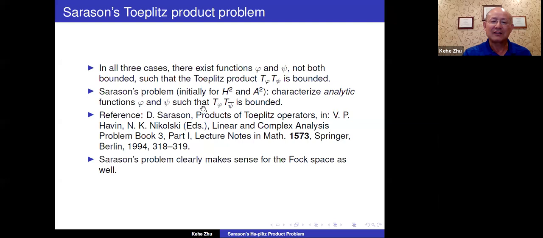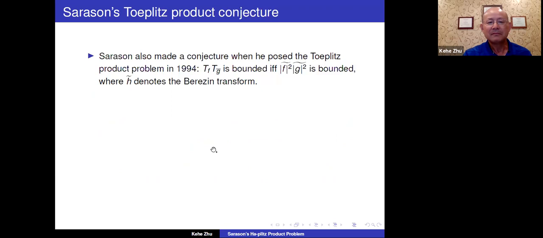Okay. Now, when Sarason initially proposed the problem, he also made a conjecture. And again, in that Springer problem book, you can find the conjecture. His conjecture was that this particular Toeplitz product is going to be a bounded operator if and only if this product of two functions is bounded. And the big tilde over here means the so-called Berezin transform.